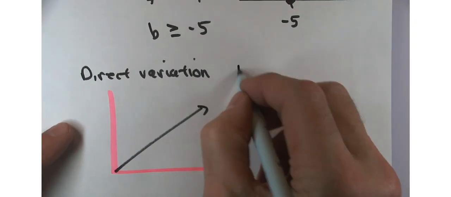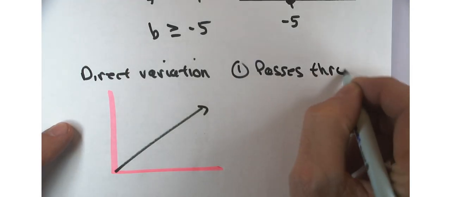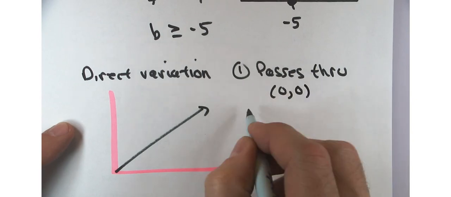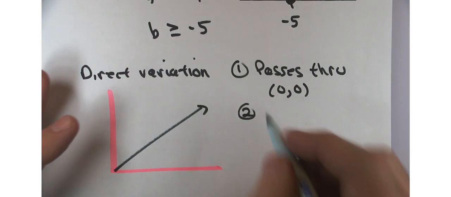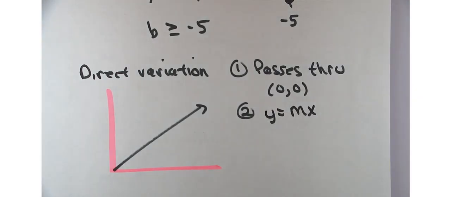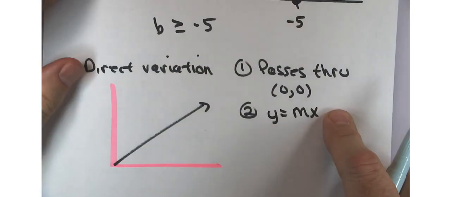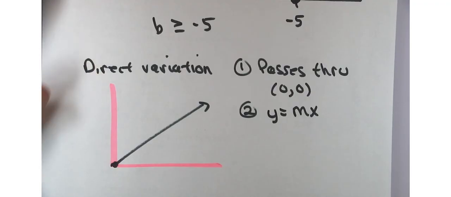So that's one thing. It passes through 0, 0. The form of that equation then has to be y equals m times x. It's just some slope times x. Now how come I don't have a plus b here? Well, b is 0 because you're going through the origin.